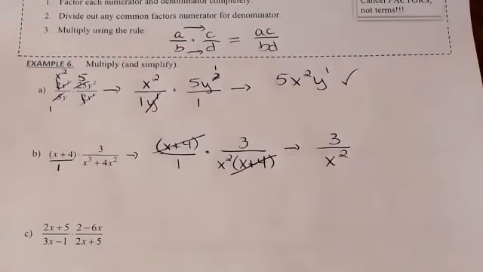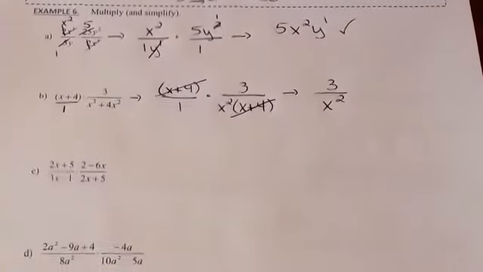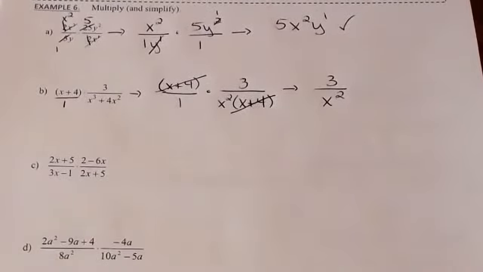Why don't you go ahead and play around with C? If you can factor any of them, remember GCF is your first step. If you can factor any of them, you should. Play around with this. See what you end up with. I'm going to give you about a minute. Don't overthink it either, okay?